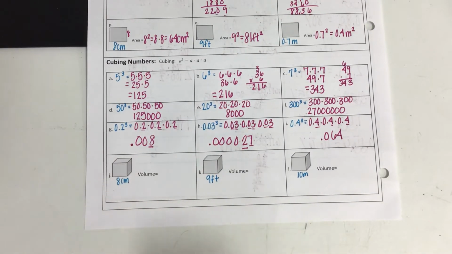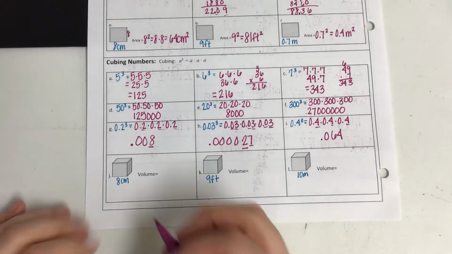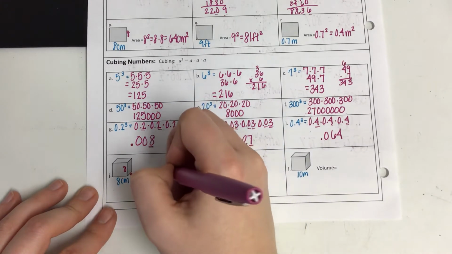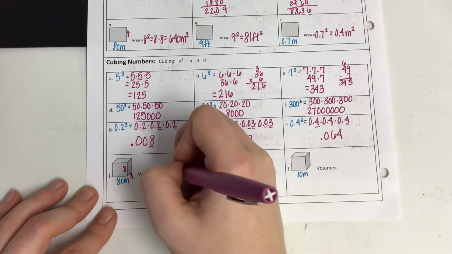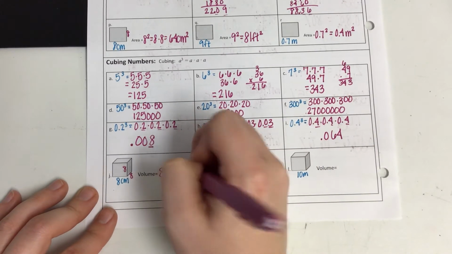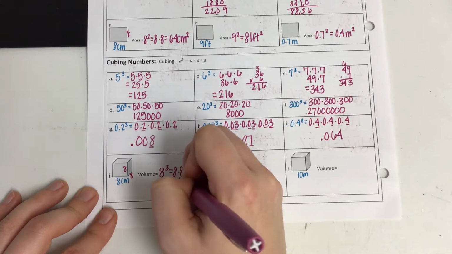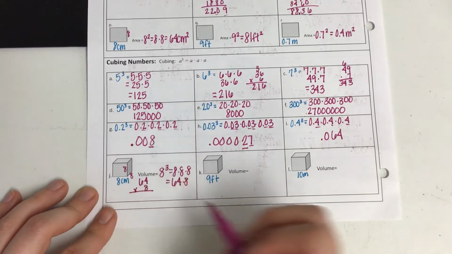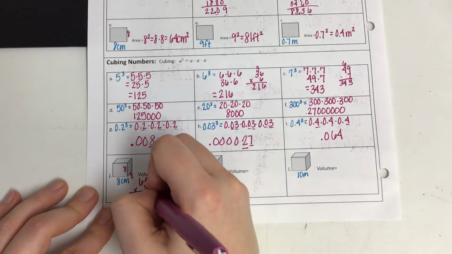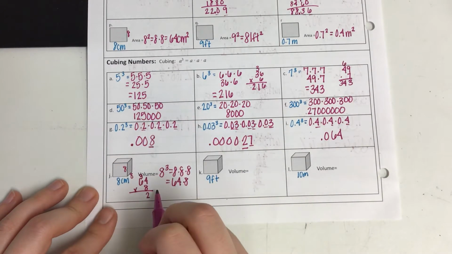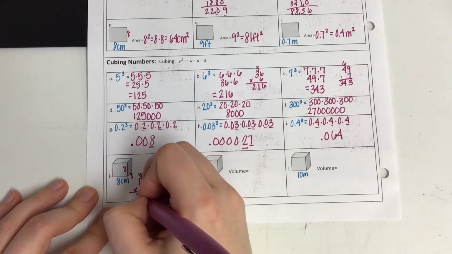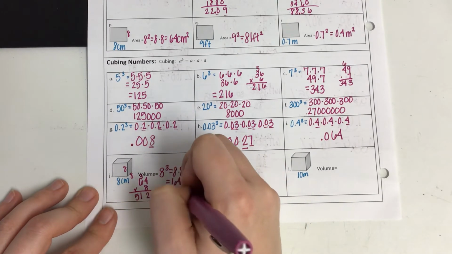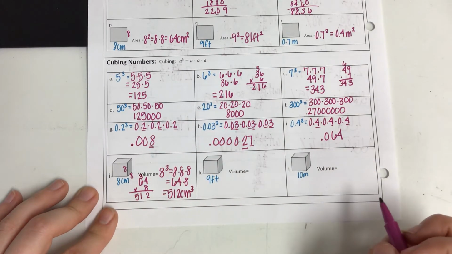To find the volume of a cube, we do length times width times height. Well, since it's a cube, our length, width, and height are all 8. So this means we're going to do 8 cubed, which is 8 times 8 times 8. 8 times 8 is 64. If I do 64 times 8, 8 times 4 is 32. Carry the 3. 6 times 8 is 48, plus 3 is 51. So we get 512 centimeters cubed.